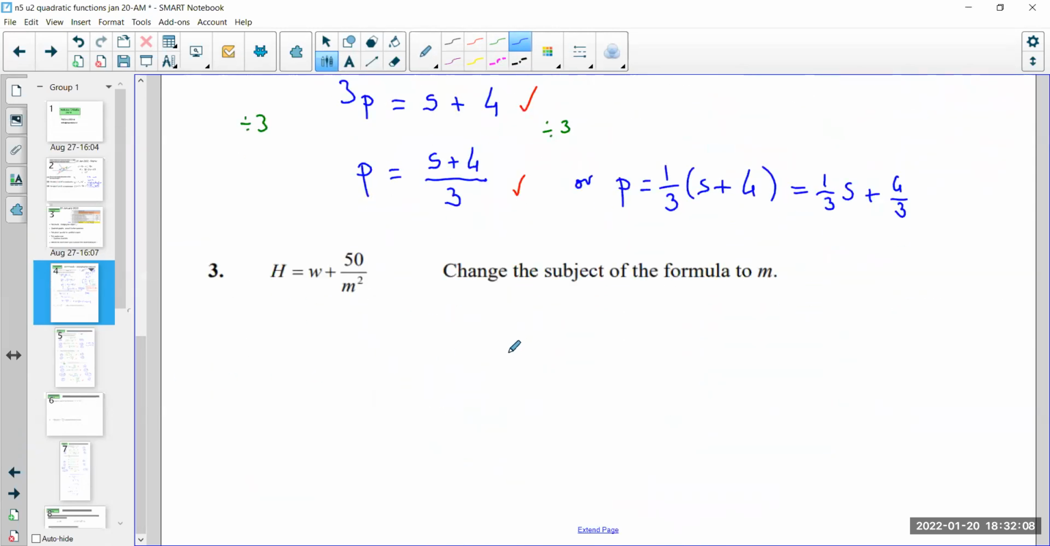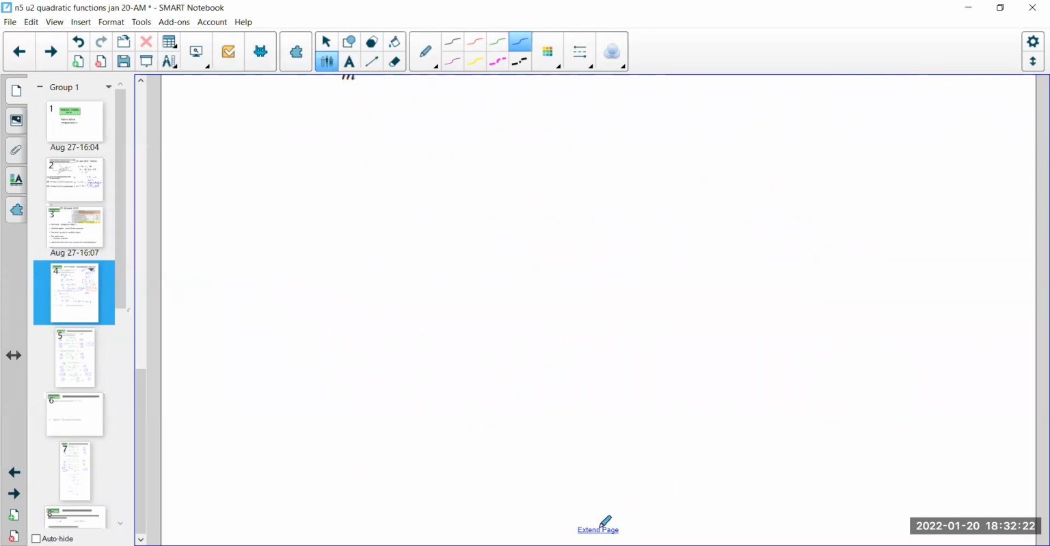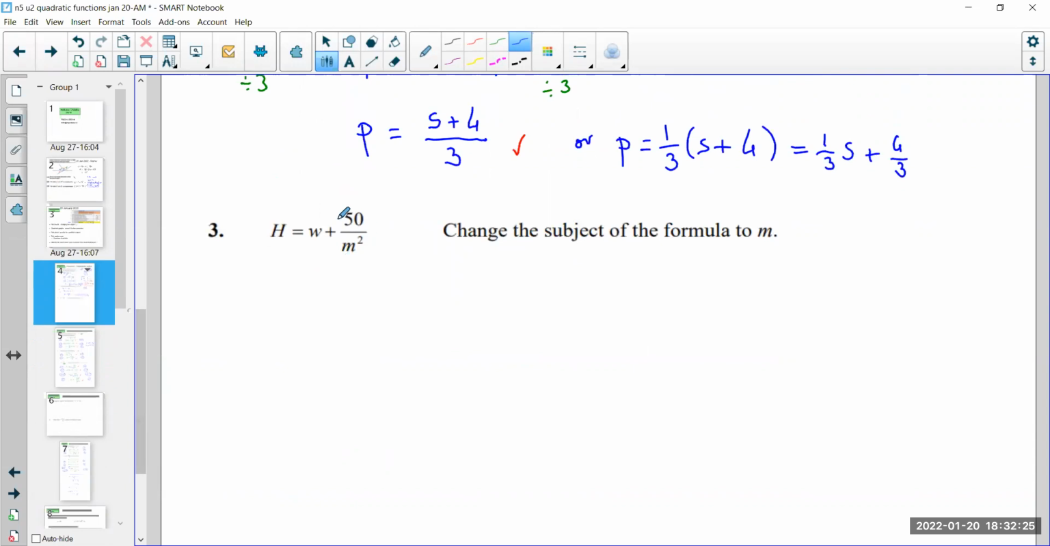Now things are getting a bit more complicated with the third one, because I'm changing the subject of the formula to M, and I've got my M as a denominator. Okay, so again, it's up to you. You could decide you're going to write it on the left. So because we've started it that way, let's rewrite that. I've got W plus 50 over M squared equal h.